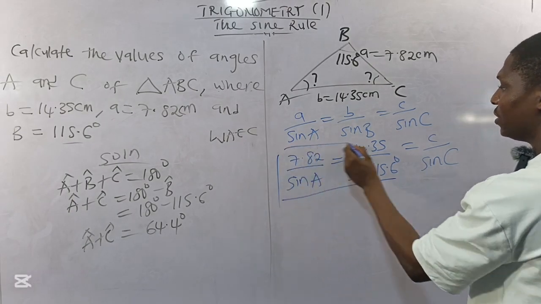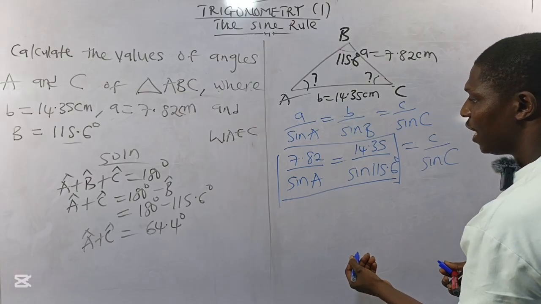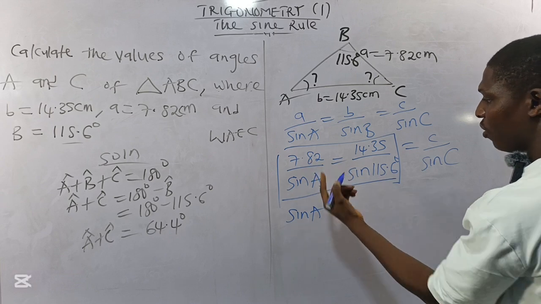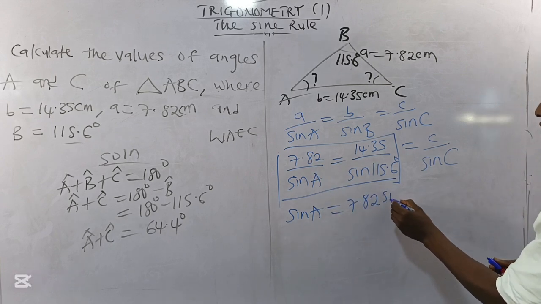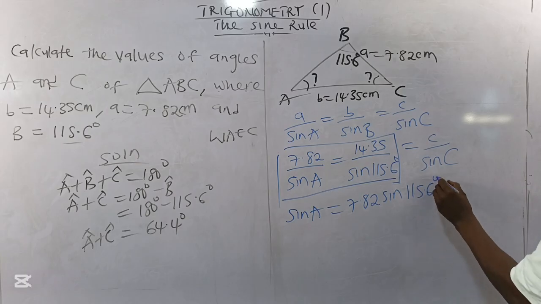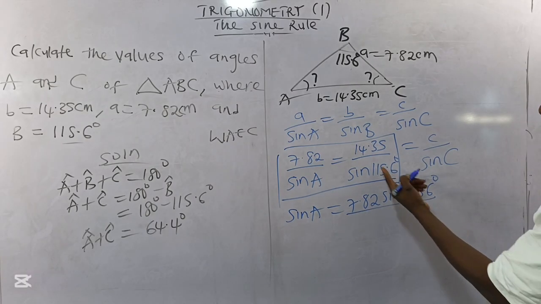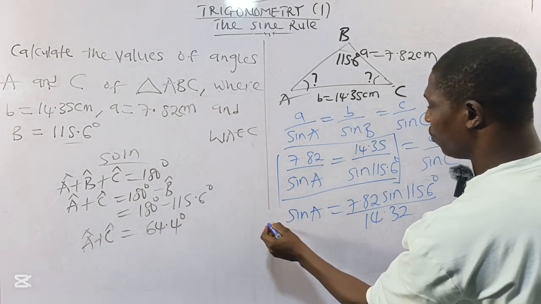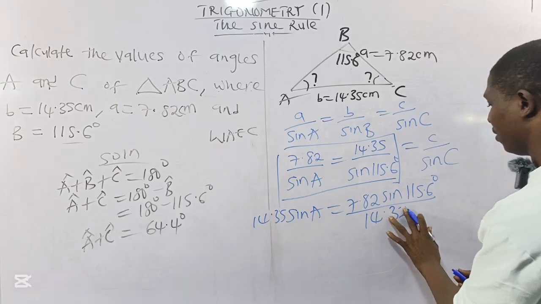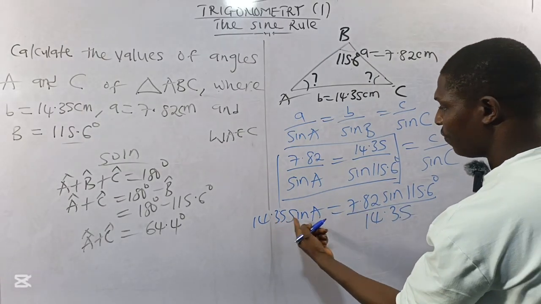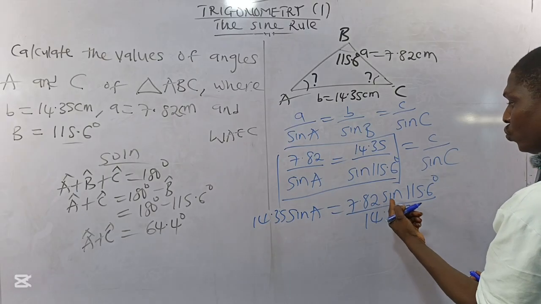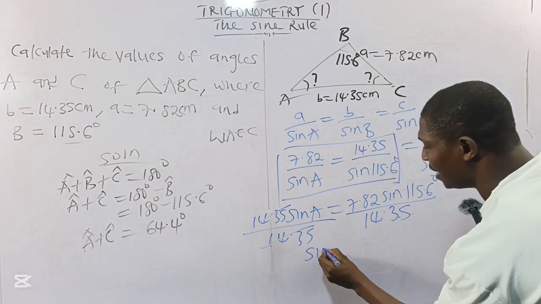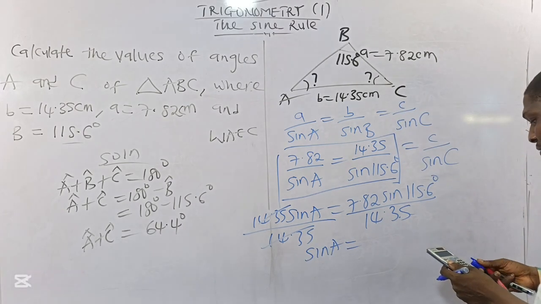To make my A the subject of the formula, I will simply have sine A. If I cross multiply, I'll have 7.82 sine 115.6 degrees, divided by 14.35. Or you simply say if you cross multiply, you have 14.35 sine A equals 7.82 sine 115.6. And if I divide through by 14.35, I have sine A equals this value.